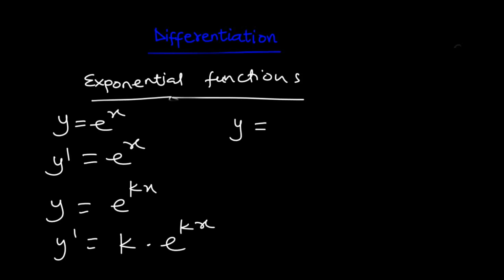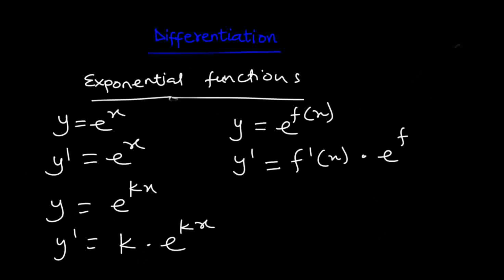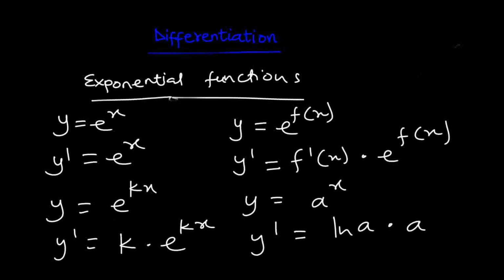Same way, if I have y equal to e to the power of f of x, then the derivative of the function y will be equal to f prime of x multiplying e to the power of f of x. And also if I have the function y equal to a to the power x, then the derivative will be equal to the natural log of a multiplying a to the power of x. So these are the rules that we are going to apply when we want to take the derivative of exponential functions.